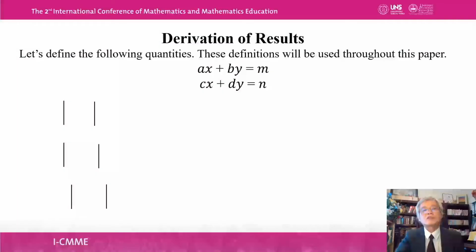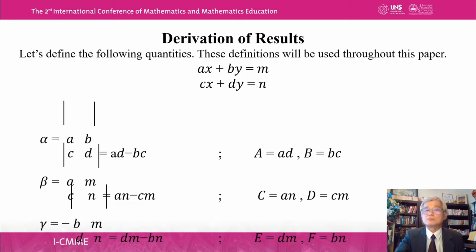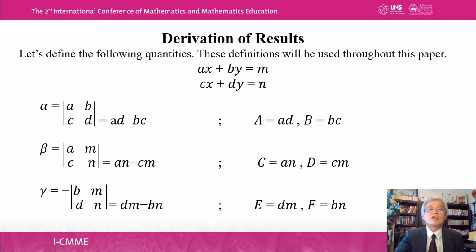Now let us derive the result. Let's define the following quantities, and these definitions will be used throughout this paper. We define alpha, beta, gamma as a determinant as shown on the slides, and the constants A, B, C, D, E, and F.